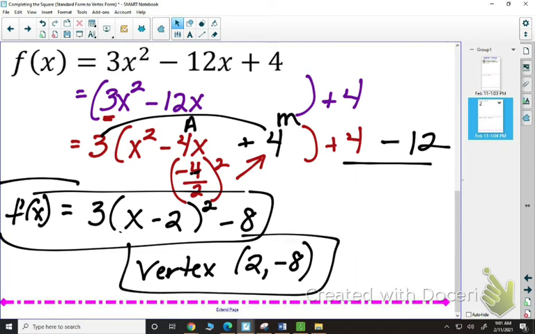Okay, so we just went through 4 problems. On your worksheet, like I said, you're going to have 10. The first 5 have a lead coefficient of 1, and then the last 5 have a lead coefficient other than 1. So the first 5 are going to be like the first 2 examples we went through, and then the last 5 are going to be like the last 2 examples we did.